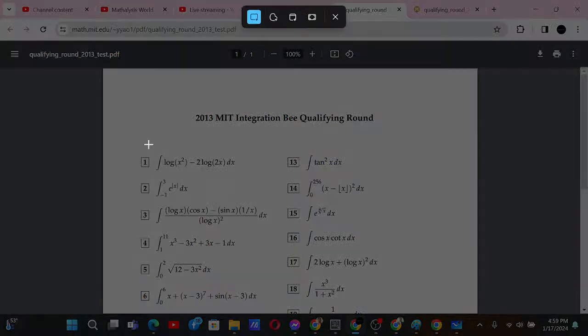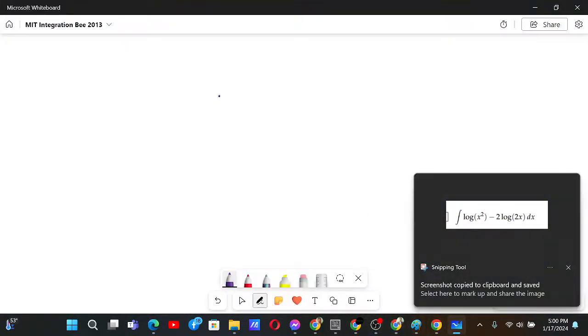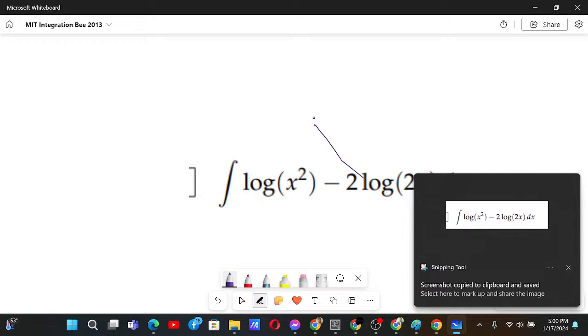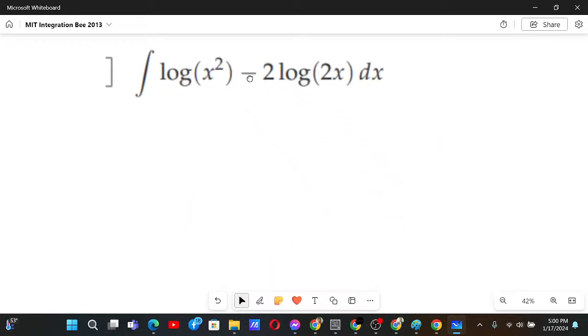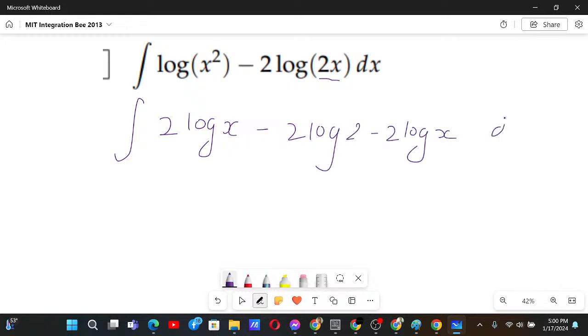So let's begin with this problem. For this problem, we can first use the property of logarithms, and that gives us 2 times log x minus, if you use the property of log again, this can be broken down: 2 times x can be 2 log 2 minus 2 log x, and then dx. 2 log x can be cancelled out. That gives us minus 2 log 2 dx.